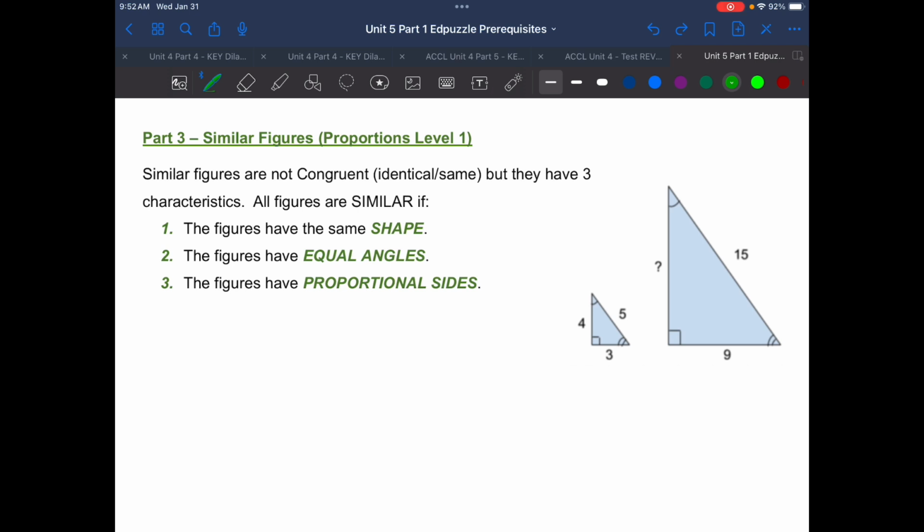So right here, take a listen with me, right? Similar figures are not congruent. They're not identical. They're not the same. But they have 3 characteristics. Here we go. All figures are similar if they have the same shape, equal angles, and proportional sides. Okay, we'll talk about that in a sec. But if they don't have all three of these things going on, then they are not similar.